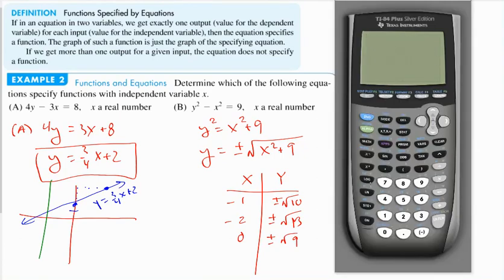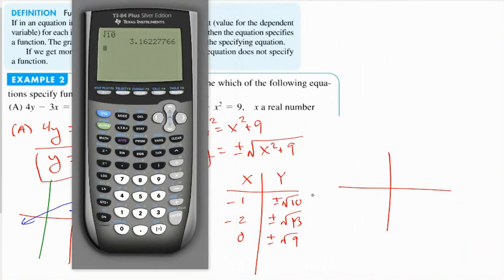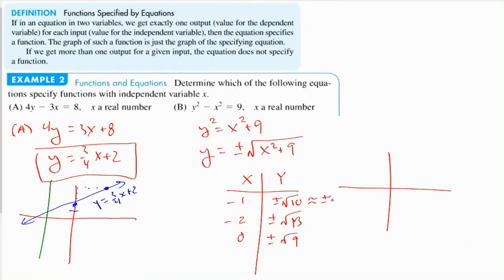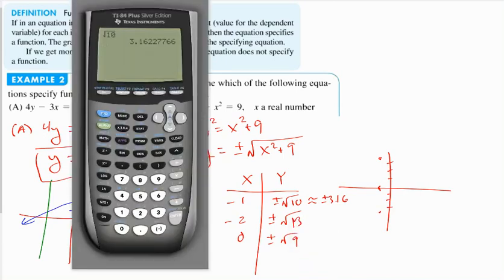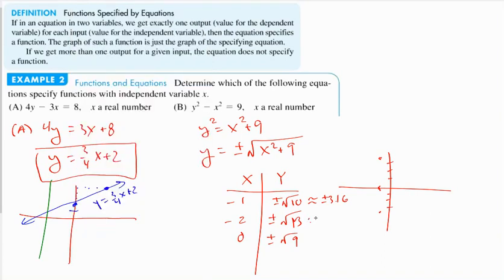And if I take the square root of 10, that's about 3.16. So at negative 1, I have positive 3.16, and I have negative 3.16. At negative 2, I have positive 3.6 and negative 3.6. And at 0, I have positive 3 and negative 3.